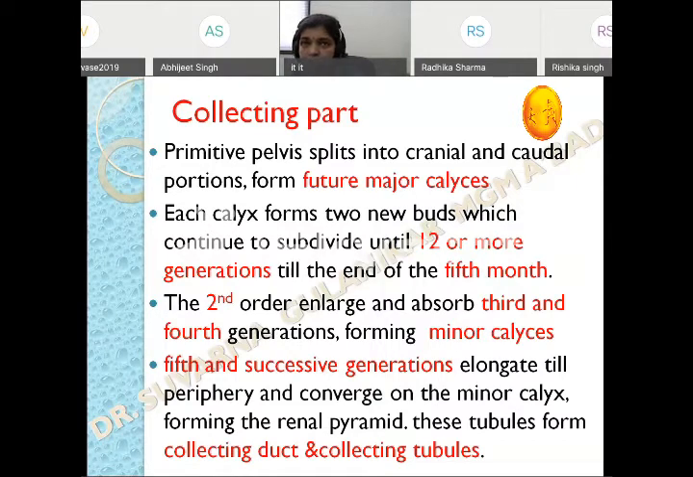The summary is that it is derived from the ureteric bud. The ampulla gives rise to the renal pelvis. First generation branching is the major calyces. Second, third, and fourth form the minor calyces. Fifth onward is the collecting duct and collecting tubules. Okay.